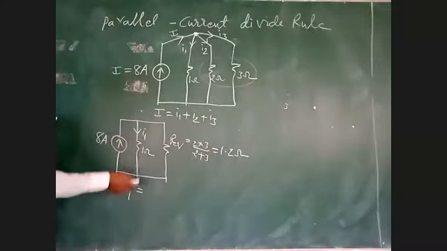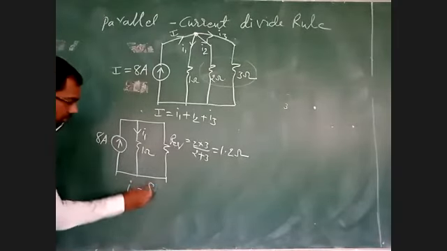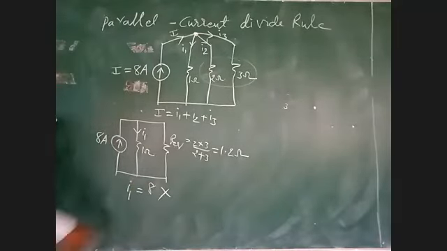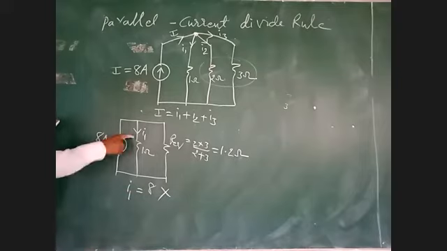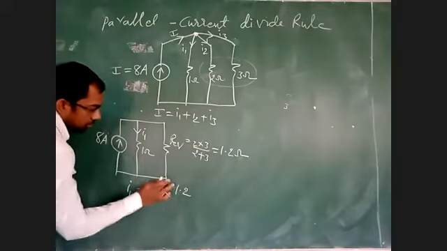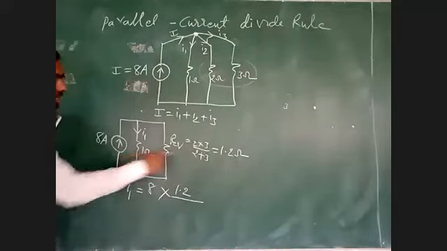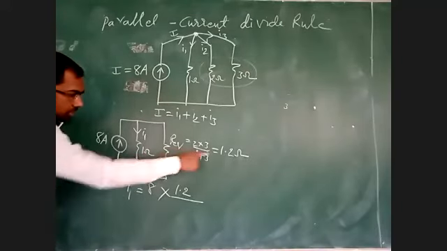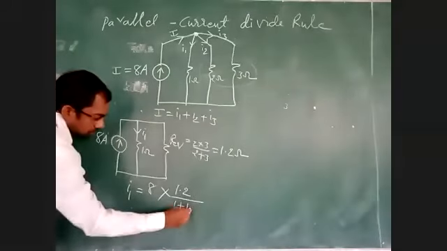Now here I want I1. I1 is equal to total current, total current is 8, into what is the opposite branch for I1? 1.2 divided by 1 plus 1 plus 1.2. 1 and 1.2 are parallel, so 2.2.